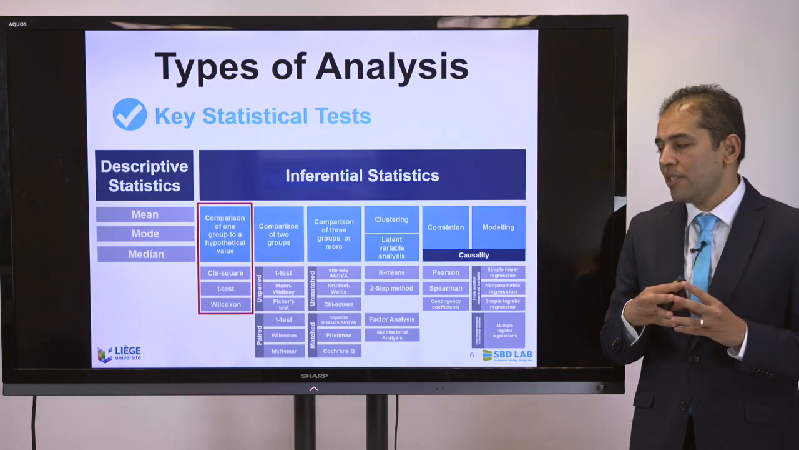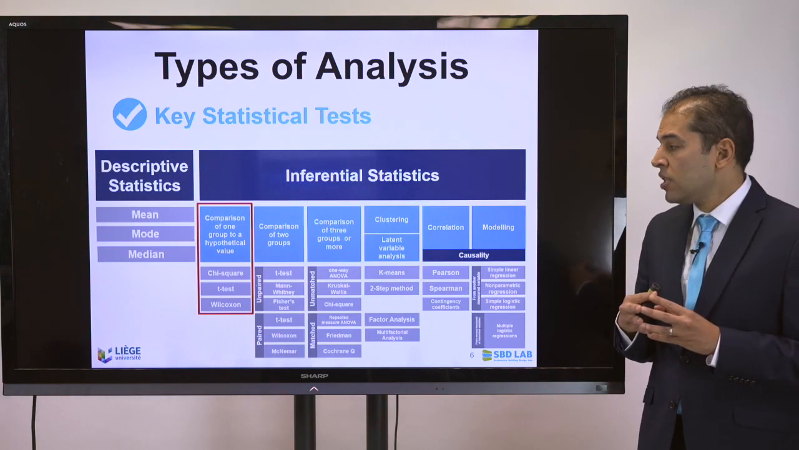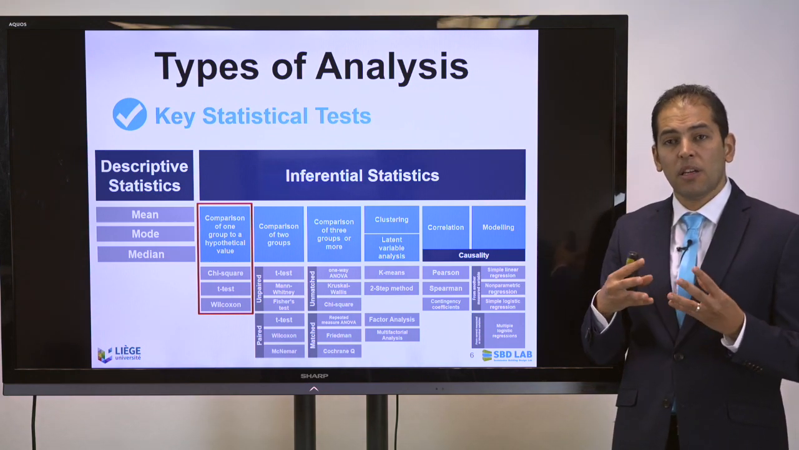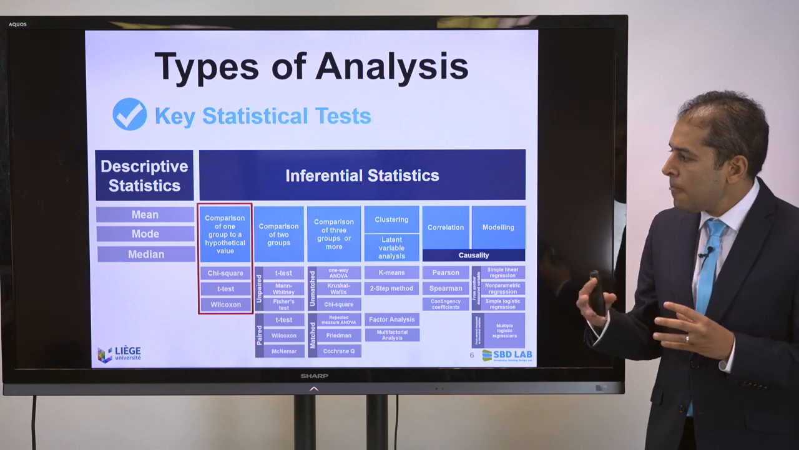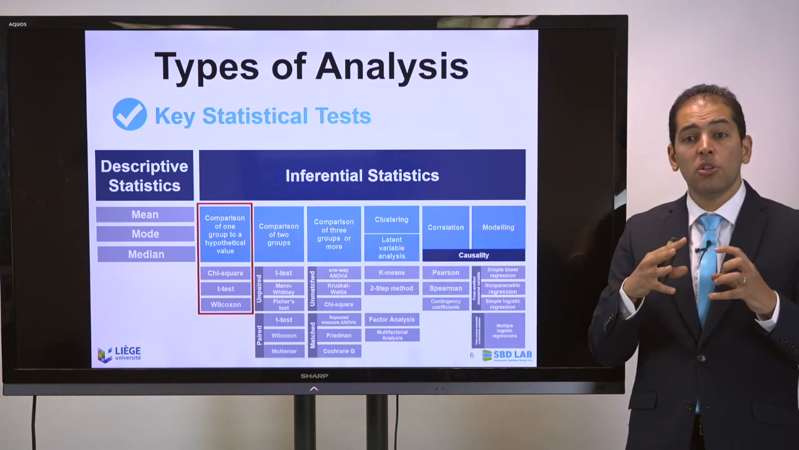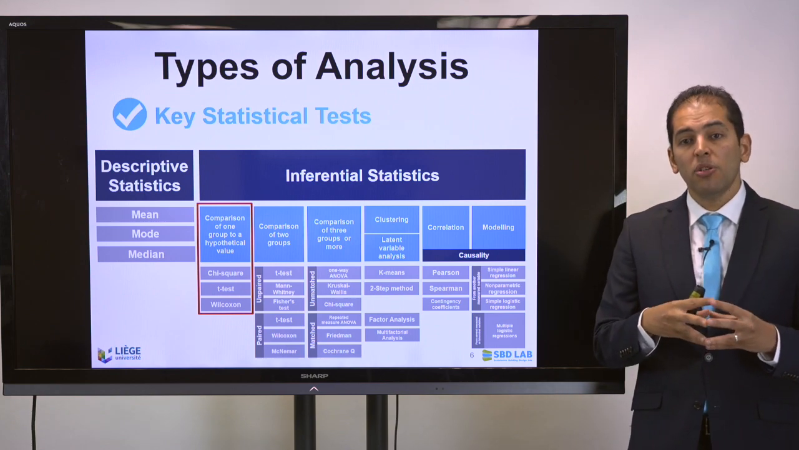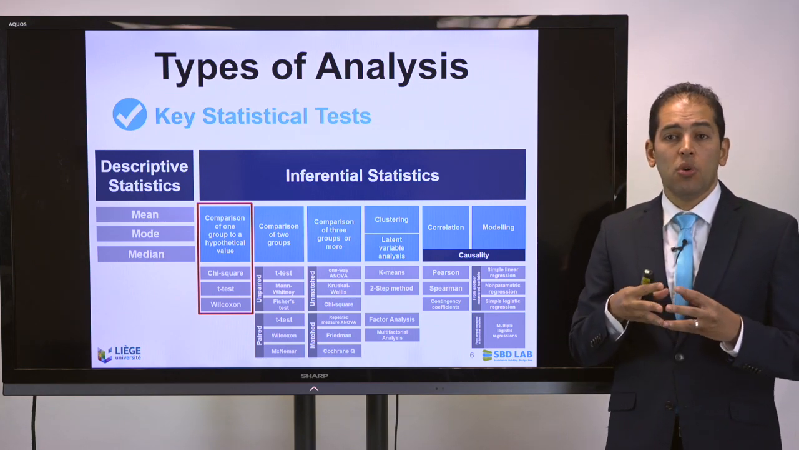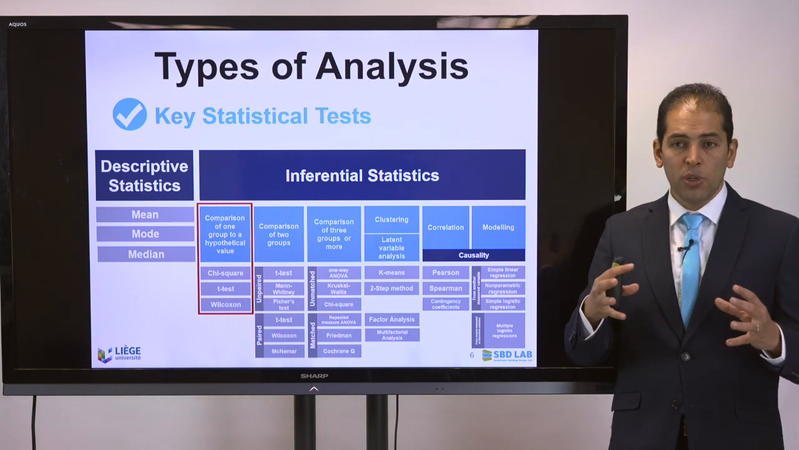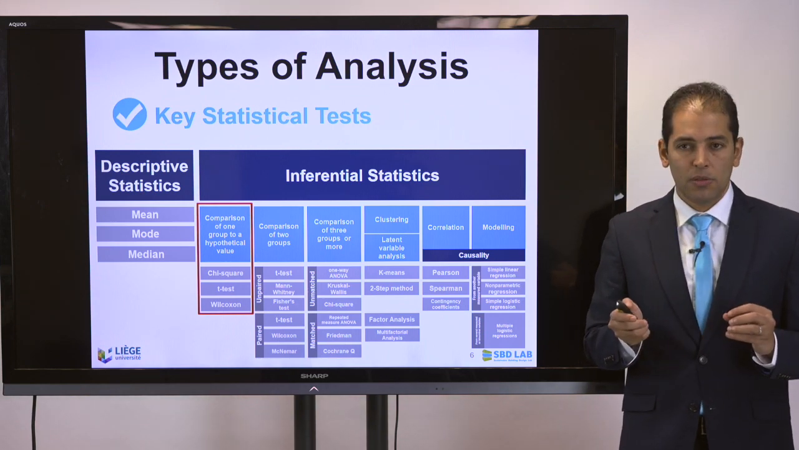Now, if you remember this graph that I showed you in previous videos, it is here classifying the different types of statistical tests that are used in inferential statistics. And here we are at the beginning and one of the first videos that is focusing on the comparison of one group to a hypothetical value, which is called the chi-square test, the t-test, and the Wilcoxon test. We will approach them in this presentation.